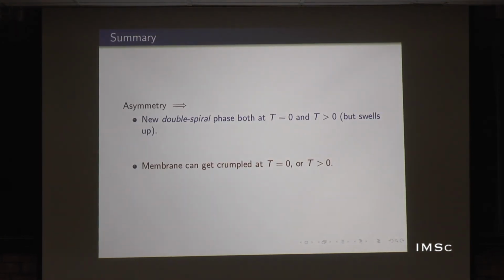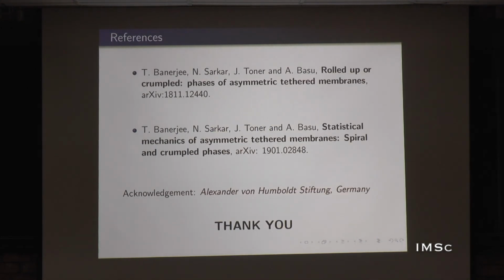This is a summary. There are essentially 2 points. So there is a new double spiral phase, both at T equal to 0 and T greater than 0, but the T greater than 0 phase swells up a lot. The membrane can get crumpled at T equal to 0 or at T greater than 0, and these are the references. Thank you.